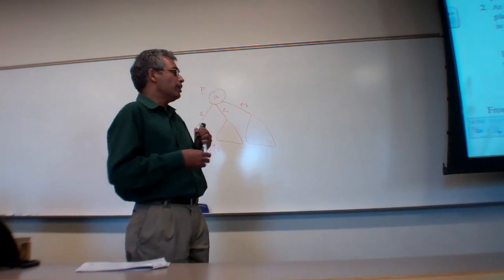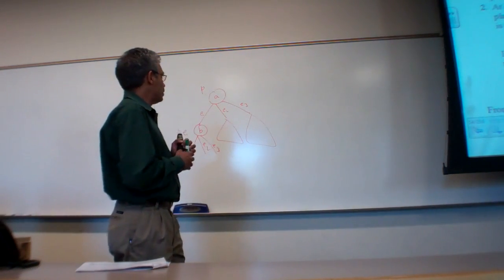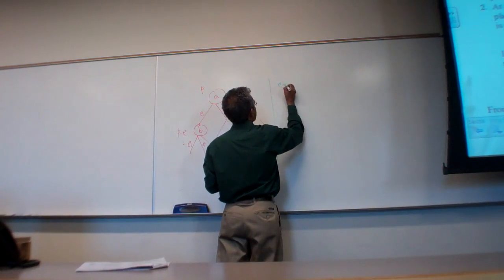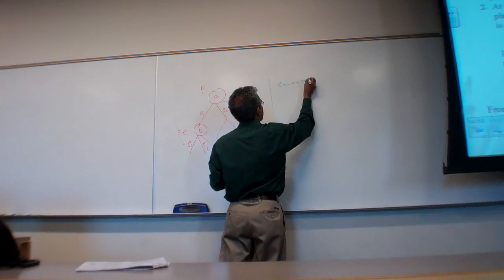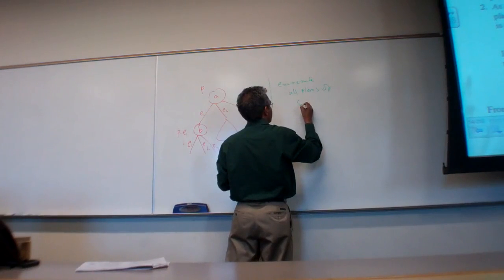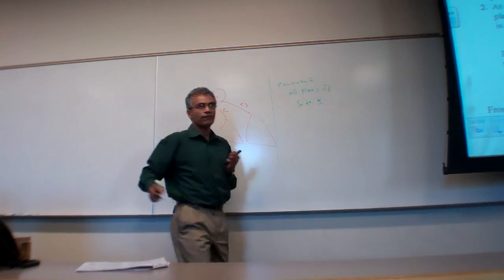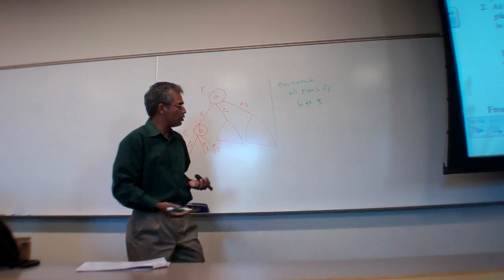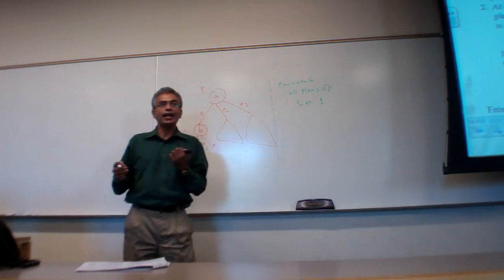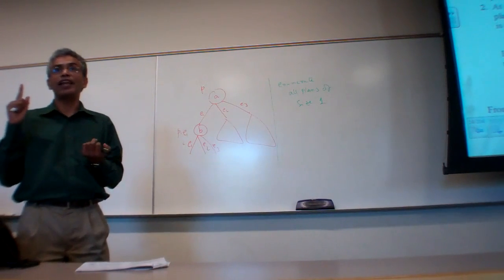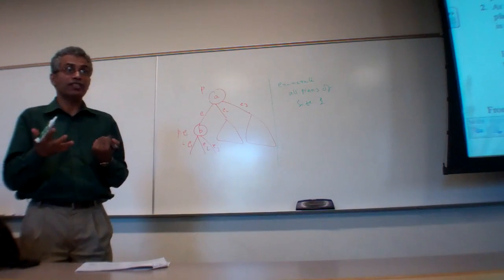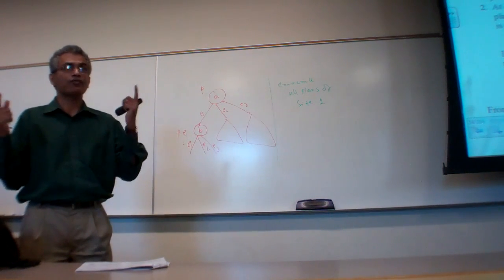So the basic idea is, first, we enumerate all plans of size k. In particular, when you start, you are looking at all plans of size 1, and all plans of size 1 would be doing just one action. So if you have 25 actions in your domain, then you just consider doing each one of them as one plan.